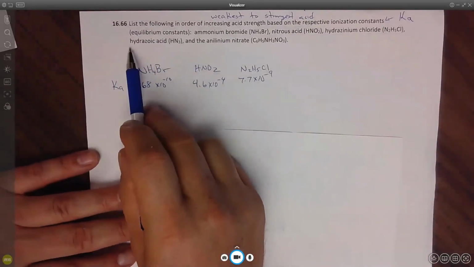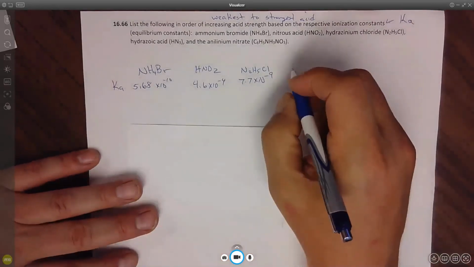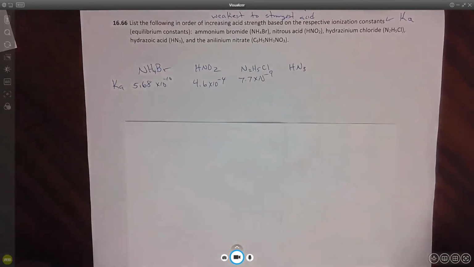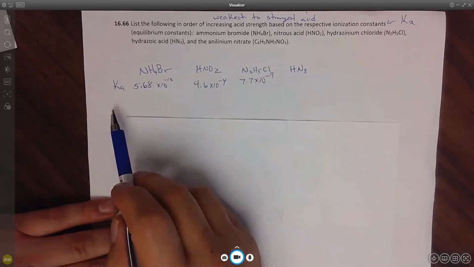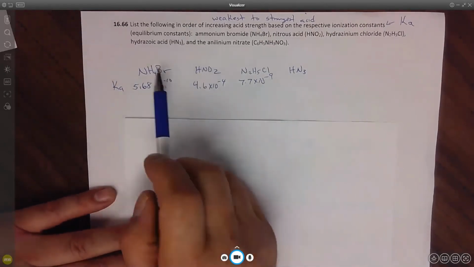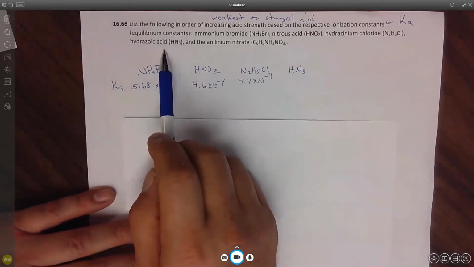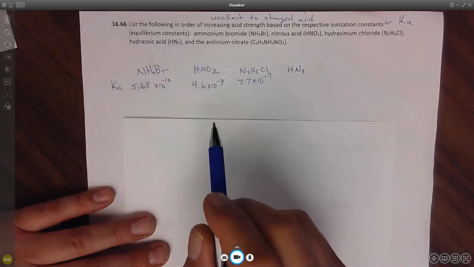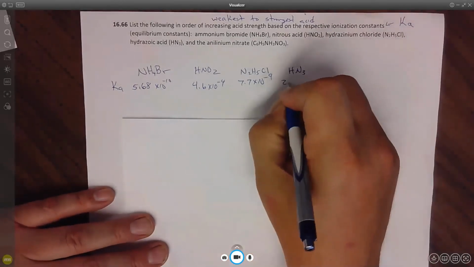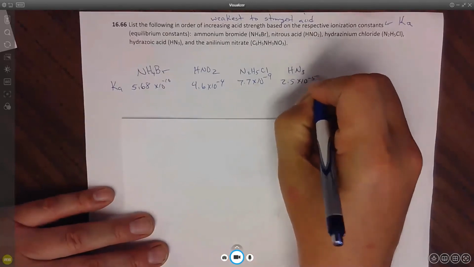So hydrazoic acid, HN3. So Taylor, what am I going to do? I'm looking for Kas. It's an acid, so just look it up in the table. And when I look up hydrazoic acid, it has a Ka of 2.5 times 10 to the negative 5.